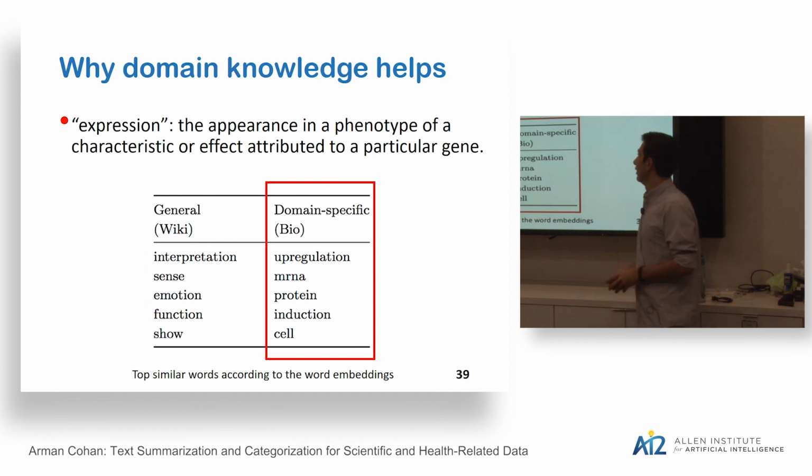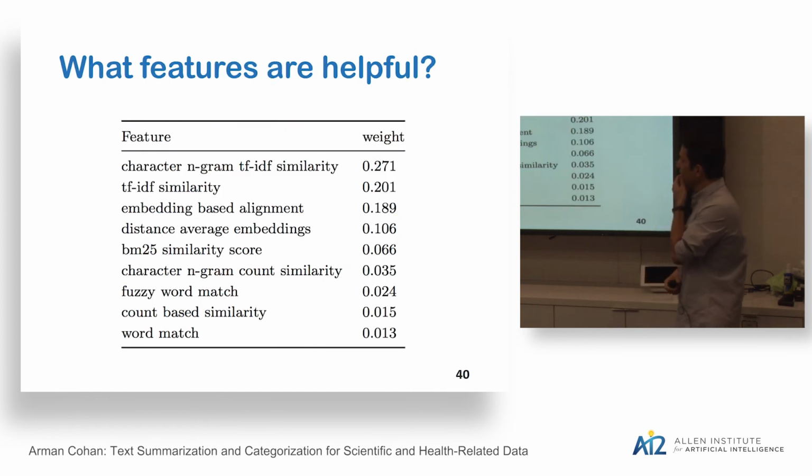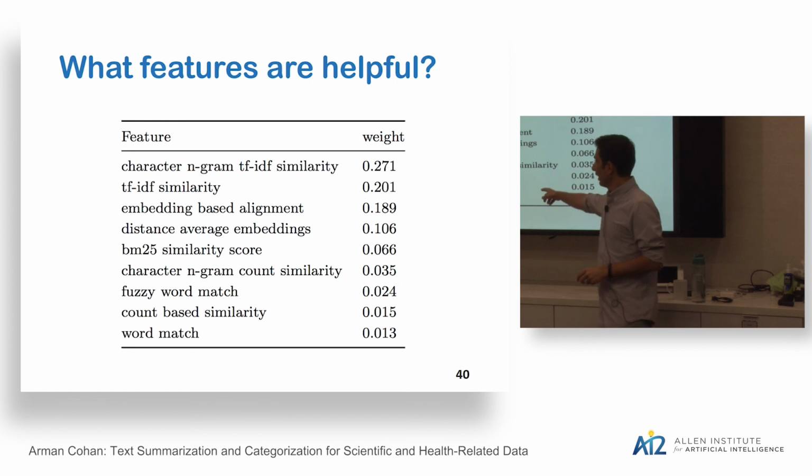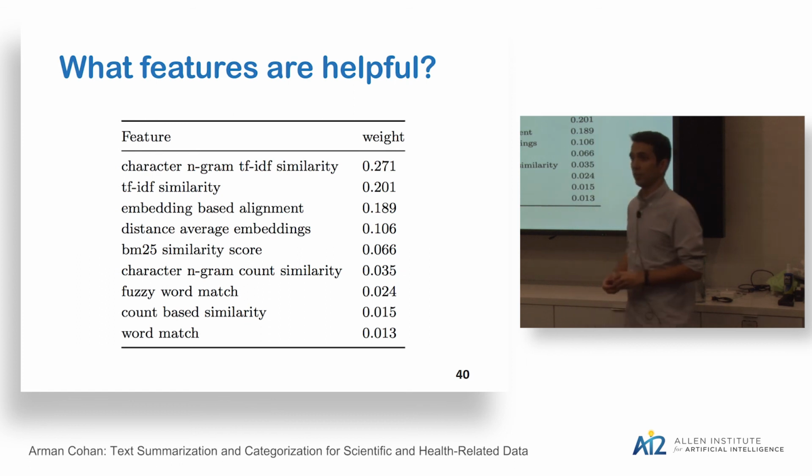That's why it's helping. And if we look at the features that the supervised model picks up, you can see that features like character n-gram TF-IDF similarity and embedding-based features are helpful. And interestingly, count-based similarity and word match features are not very helpful.